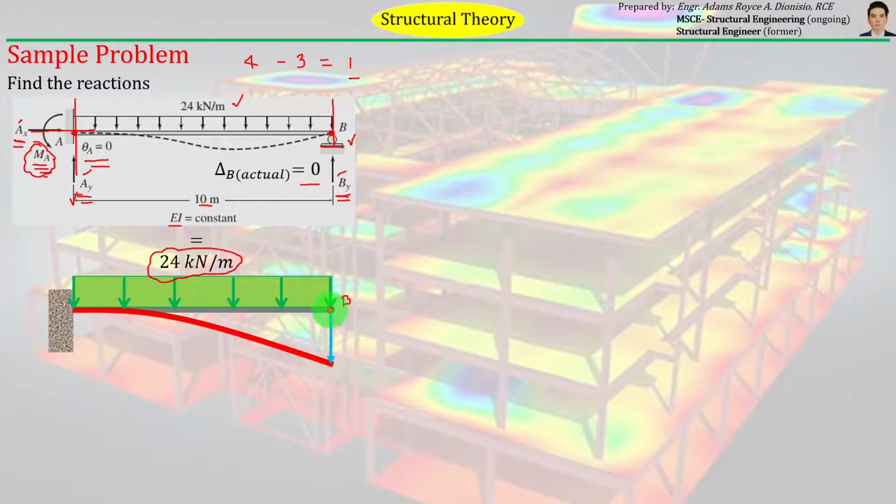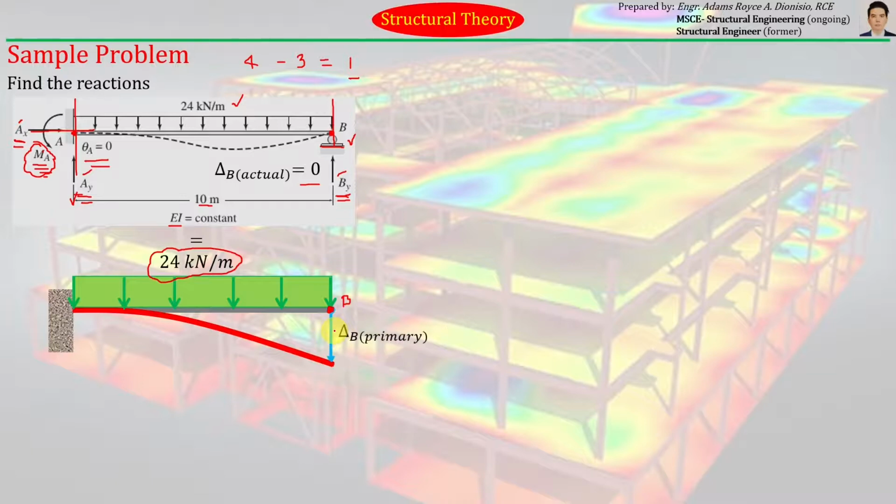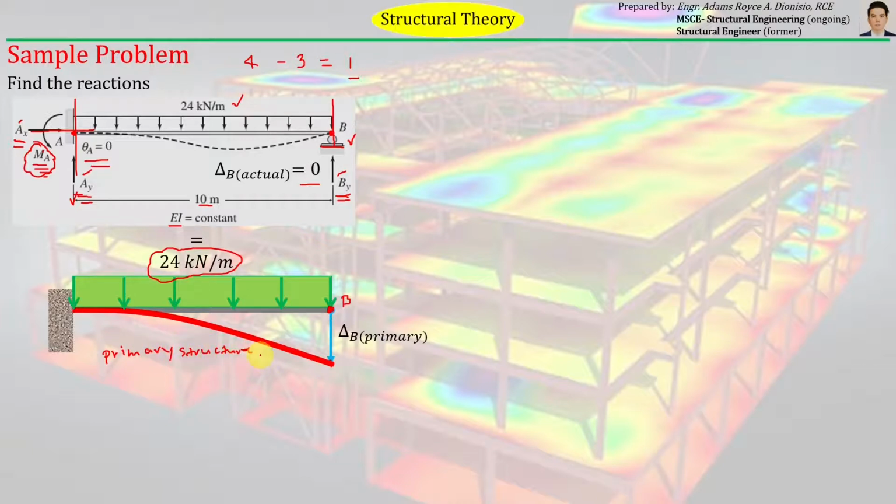deflected from this initial position to this final position with a magnitude equal to, let's just call the magnitude of the deflection from this original position to this final position as delta B primary. Okay, meaning it is the deflection at joint B from the primary structure. This is what we call the primary structure. Okay.